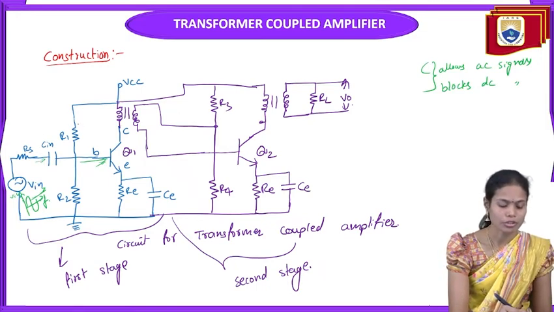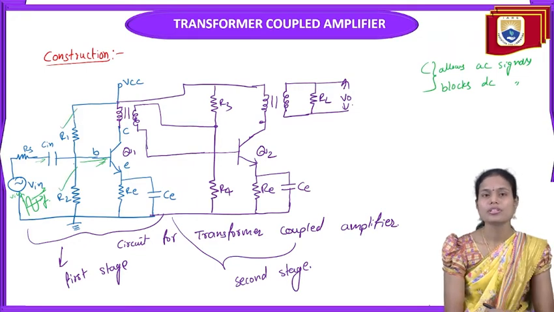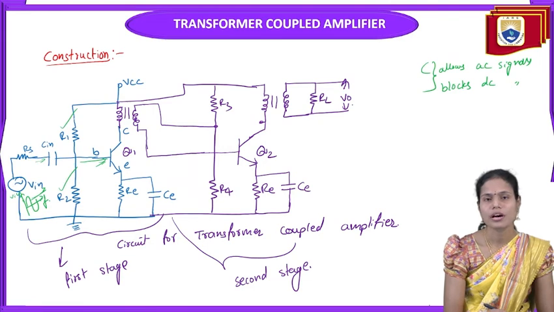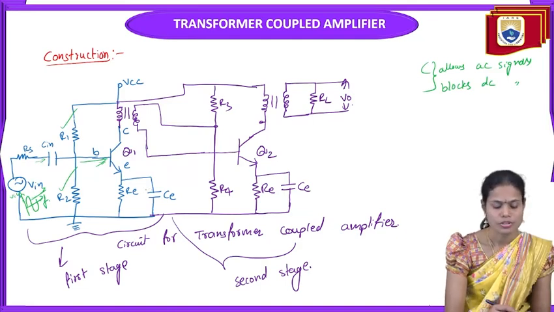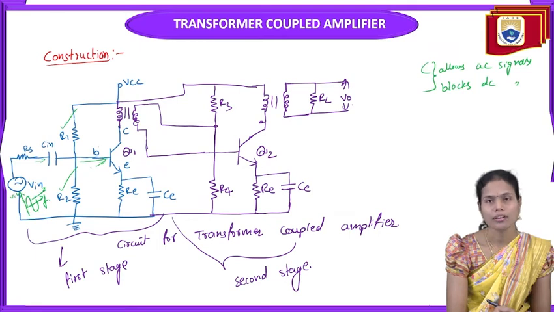And coming to the R1 and R2 resistors, they are formed like a potential divider here. This potential divider circuit is utilized to provide the stabilization as well as proper biasing for the amplifier circuit. So that is the function of both the R1 and R2 resistors here.